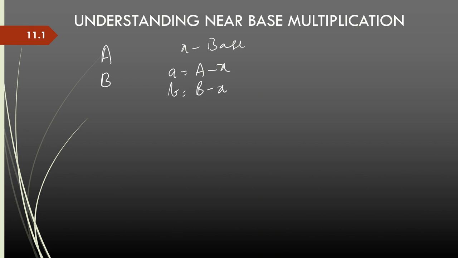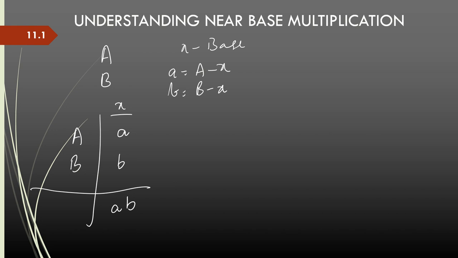Okay. So in the near base multiplication process, I wrote the two numbers like this, and then I wrote the differences a and b against them. X was my base, and then the right side was the product ab, left side was A plus b cross addition, or B plus a, either way. Okay. Now let's look at why this is working.